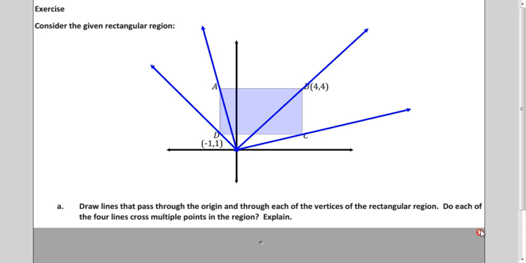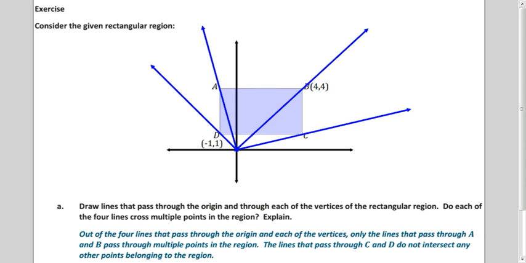So here are my 4 lines, and we can see that 2 of them pass through the region twice, and the other 2 over here only pass through the region once. This is the boundary.